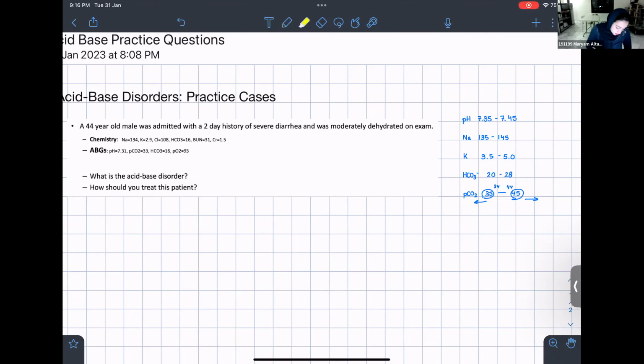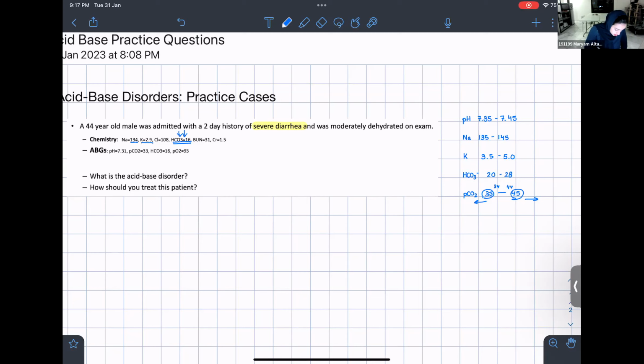A 44-year-old male was admitted with a 2-day history of severe diarrhea and was moderately dehydrated on exam. Blood chemistry showed sodium is 134, which is slightly low. Potassium is 2.9, which is low. So he's hyponatremic, hypokalemic. Chloride is 108, which is within the normal range. I'll double check that for you guys. Bicarb is low, so that's very important. And BUN is 31 and creatinine is 1.5.